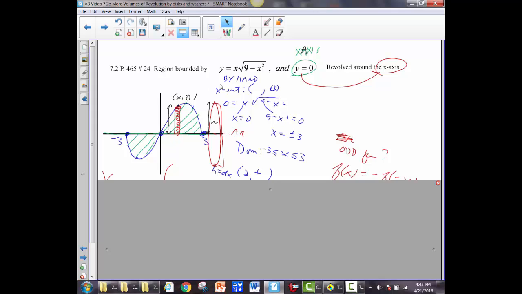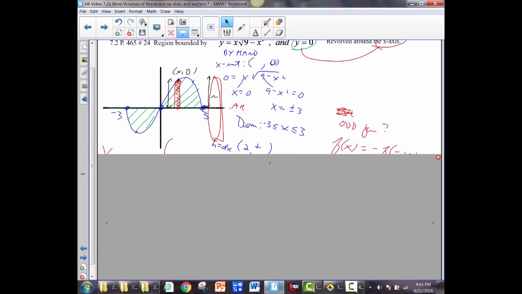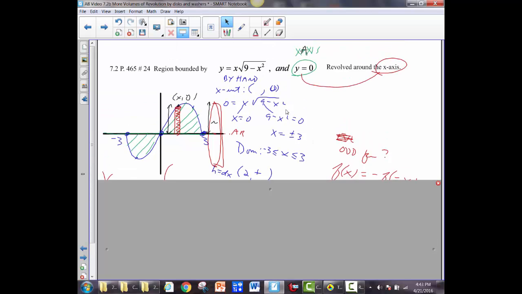You could easily tell that when x is positive, of course, the square root will always be positive. So when x is positive, your answer will be positive. When x is negative, your answer will be negative. And it has a domain, actually, of x's between -3 and 3.